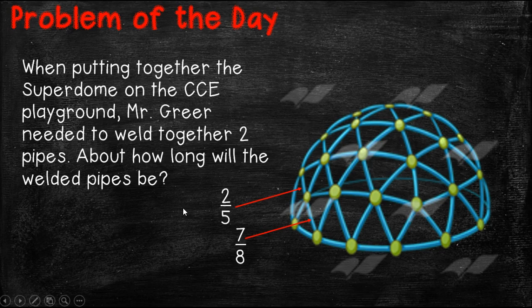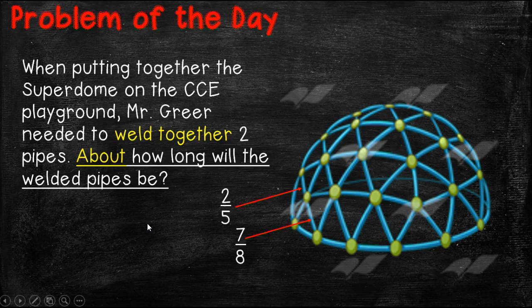Here's our problem of the day. When putting together the Superdome on the CCE playground, Mr. Greer needed to weld together two pipes. About how long will the welded pipes be? Well, here our information is that one of the pipes is 2/5 and one of them is 7/8. But we need to underline the question in our problem here so we know exactly what it's asking. And we also need to highlight some keywords that tell us what the operation is.